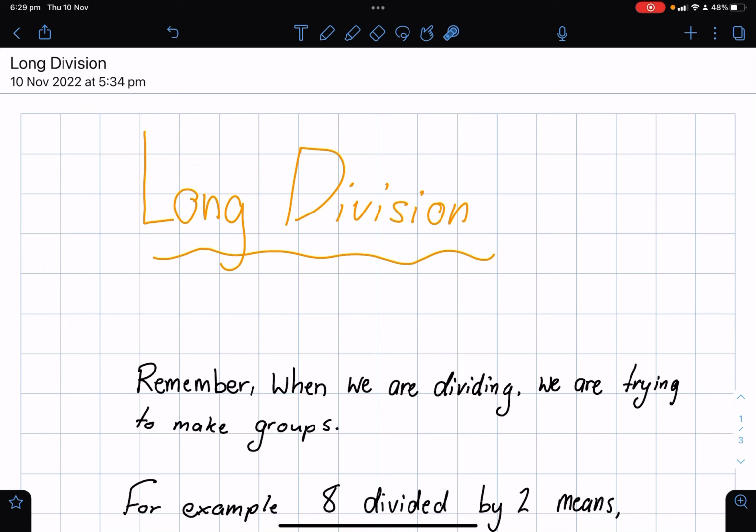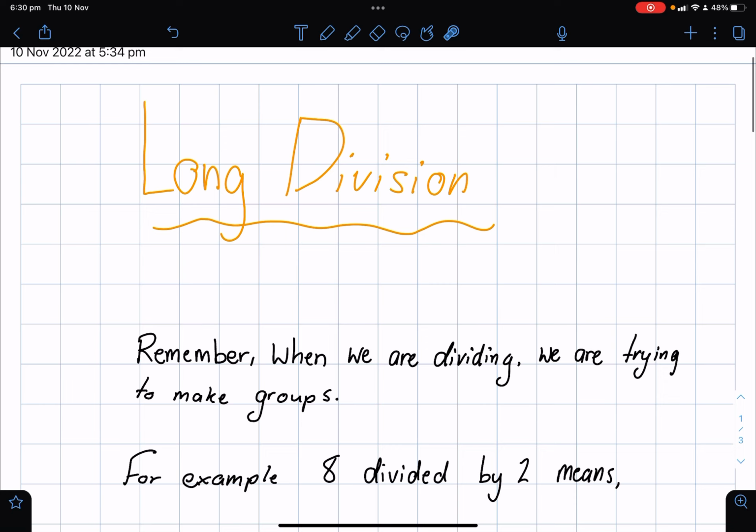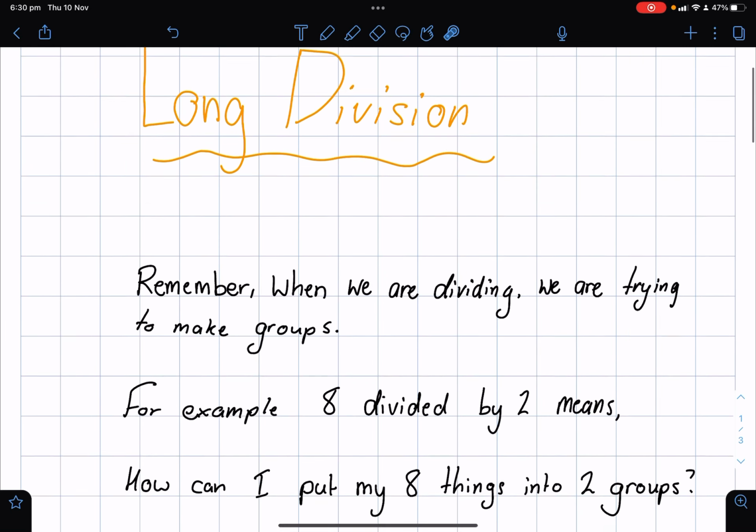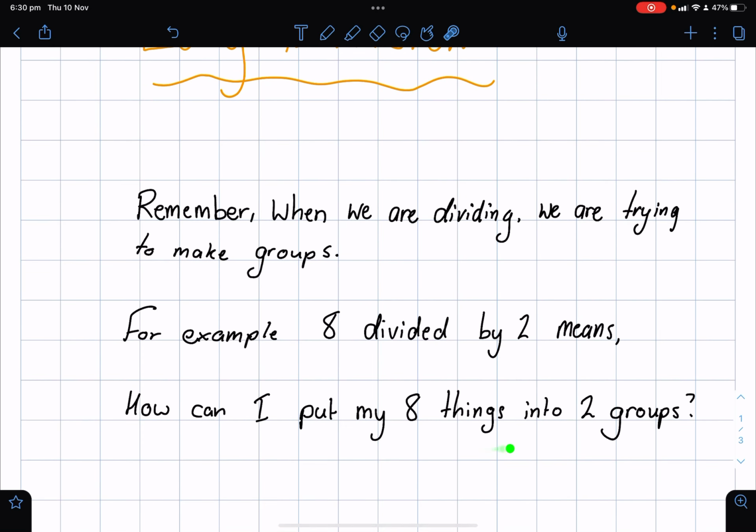So in this little video, we're just going to have a bit of a look at what division is, a bit of a recap on short division and how those skills then translate over to long division. So remember when we are dividing, we are trying to make groups, okay? So for example, 8 divided by 2 means, how can I put my 8 things into 2 groups? Or how many times does 2 go into 8?